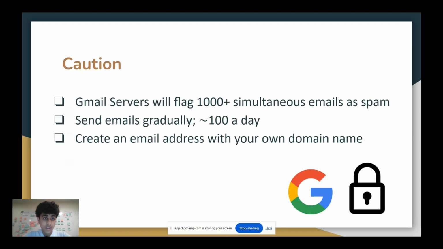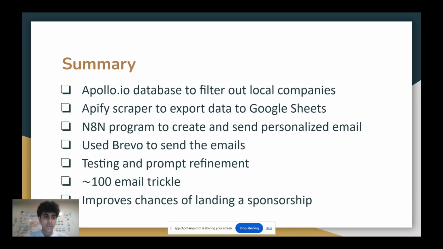Something to be wary of is that we sent these emails to over 2,000 people, and the Gmail servers will flag thousands of emails sent at once as spam and block your account. The best thing to do to avoid this is to create an email address with your own domain. We used our team TechOn account, and we sent it very gradually, like 100 or so per day, so that the process could be complete in 10 or 20 days.